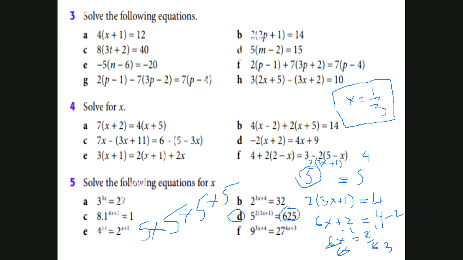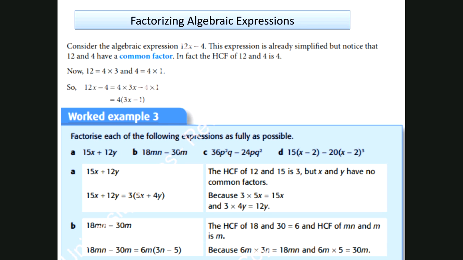X is equal to 1 by 3. So this is about the last topic, the revision one I have explained. Now come to our today topic, that is factorizing algebraic expressions. Now we are talking about the expression, not equation. Equation means when two expressions are connected with an equal sign, then it becomes an equation, but we are talking about the expression.